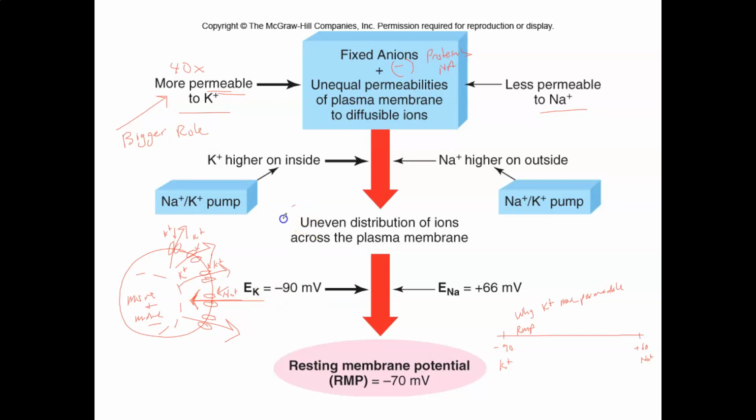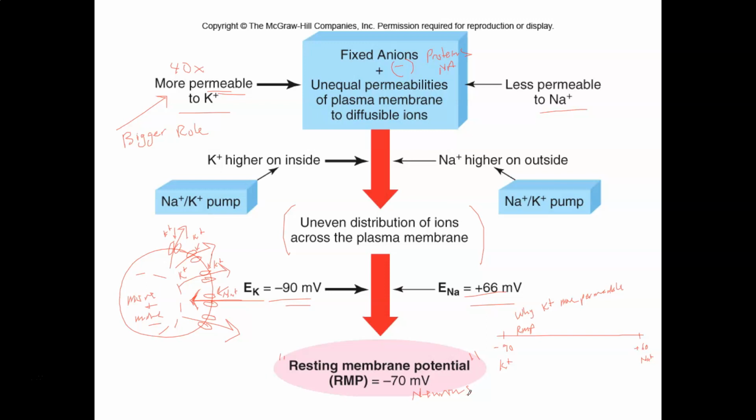So we get this uneven distribution of ions across the membrane, but they reach a steady state. They don't reach equilibrium, right? We're not talking about equilibrium for potassium and equilibrium for sodium. Those are the bookends, but we're going to reach some steady state, and that's going to be the resting membrane potential. And for neurons, it's negative 70 millivolts. So because the membrane is more permeable to potassium, the resting membrane potential ends up being a lot closer to potassium's equilibrium potential.